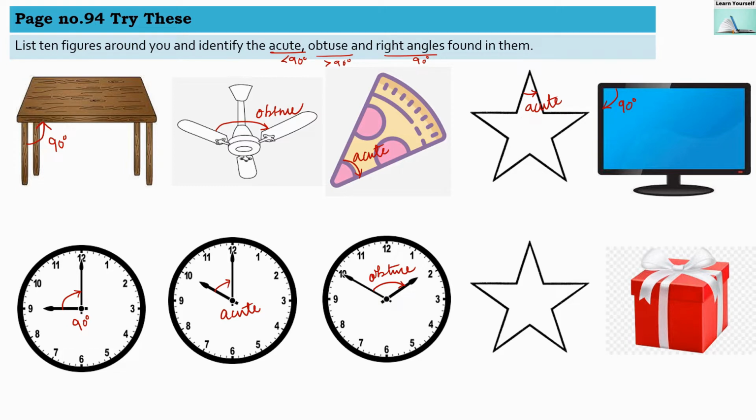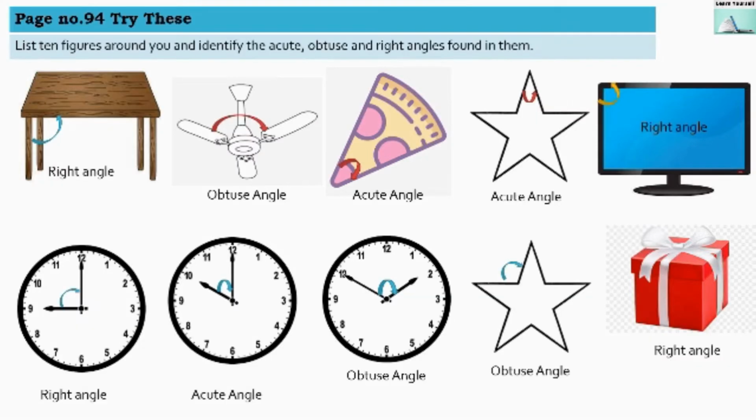Now for stars, when we are checking the exterior angle, then this is obtuse. When it is interior angle, it is acute. When it is exterior angle, it is obtuse. Any box has 90-degree angle, right angle. So these are some of the examples which show the acute, obtuse and right angles.